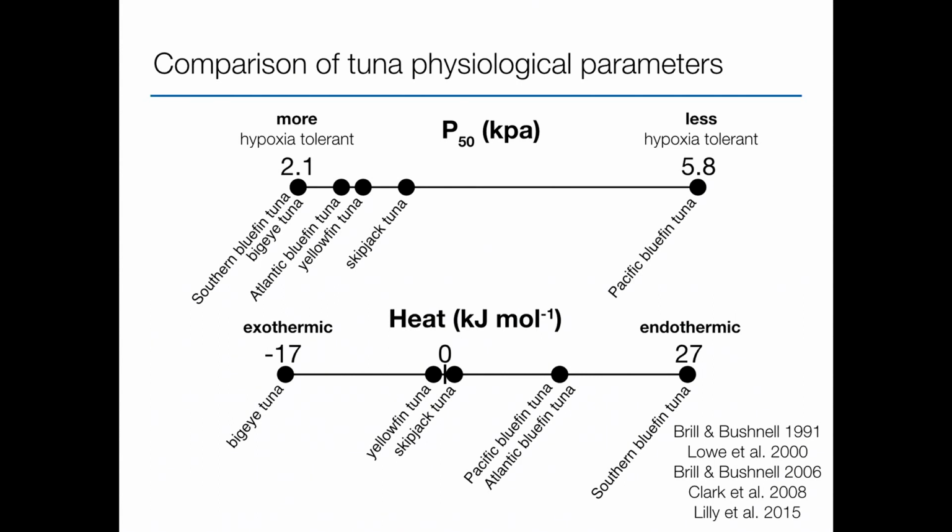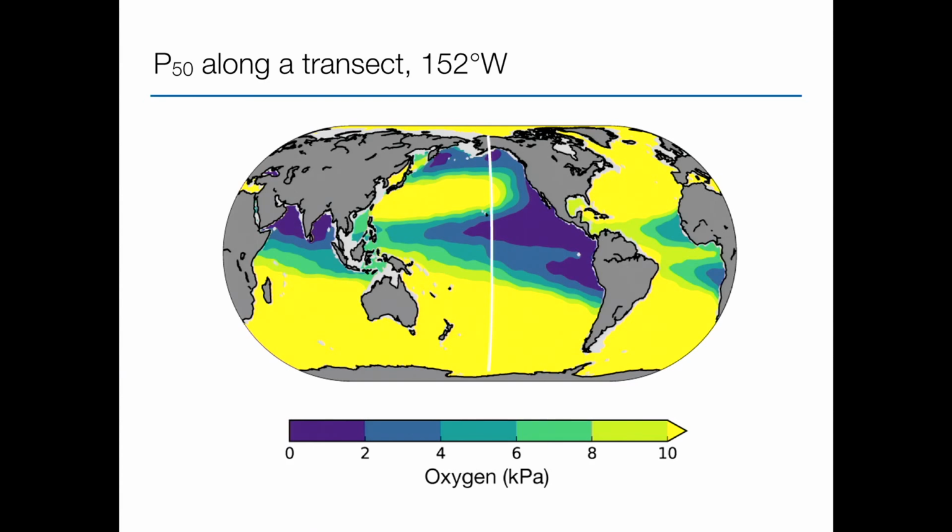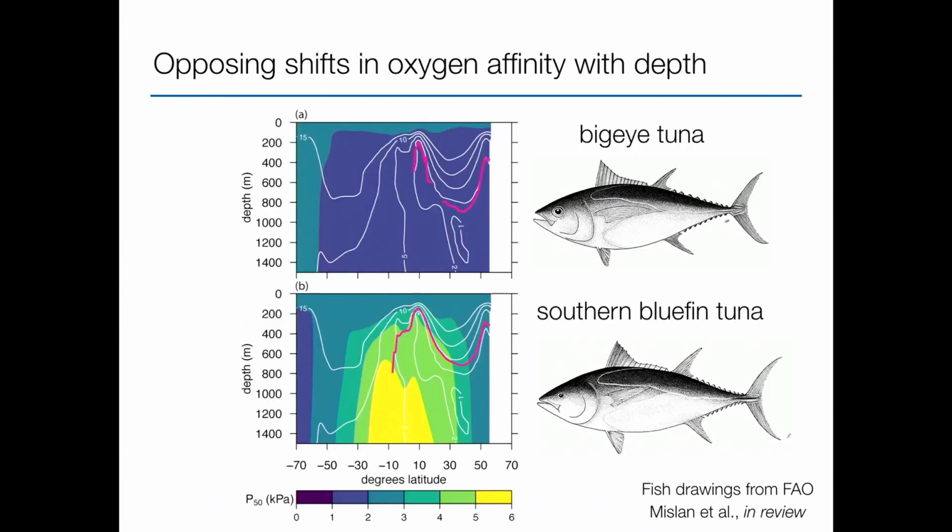And I've gotten this question before: tuna are heterotherms, so some of their body tissues are warmer than others, but at the gills, the blood is the same temperature as the environment. So that's how we can make assessments using this approach. So just looking at a transect along 152 West, this is comparing the two species with the greatest differences in blood heat of oxygenation.